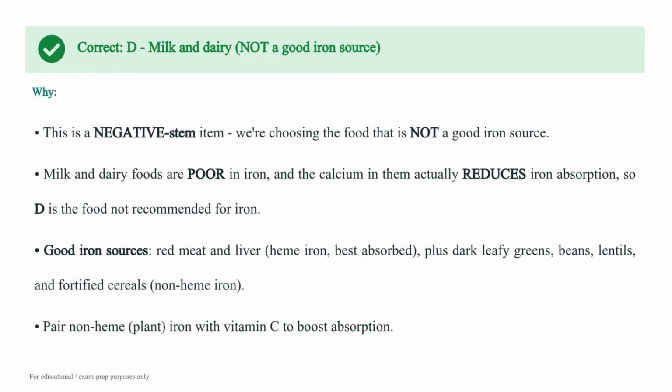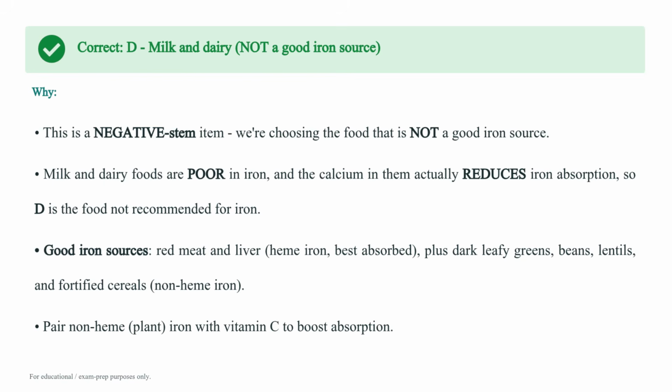The answer is D. Milk and dairy, which is not a good iron source. This is a negative STEM item, so we're choosing the food that is not a good source of iron. Milk and dairy foods are poor in iron, and the calcium in them actually reduces iron absorption, so D is the food not recommended for iron.